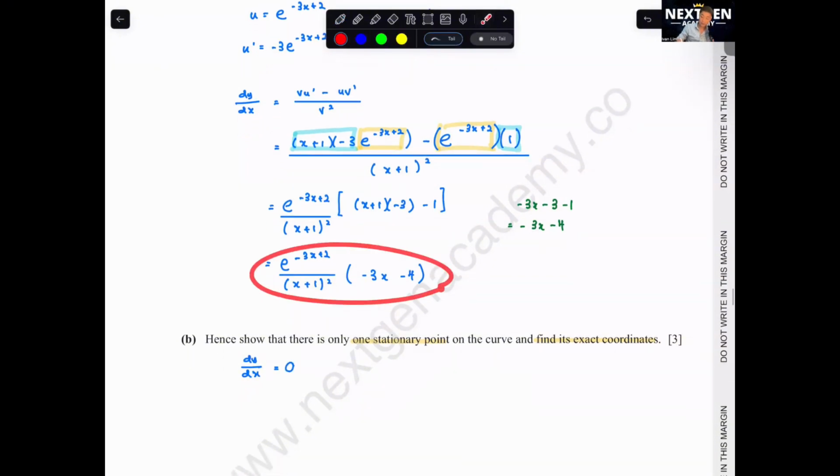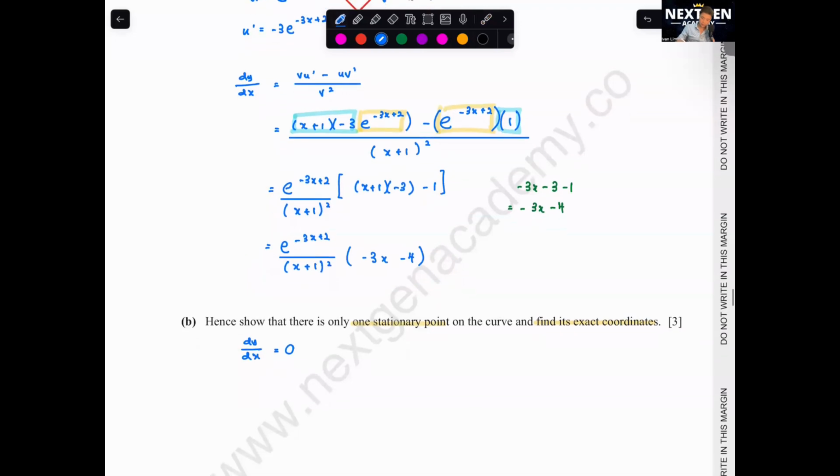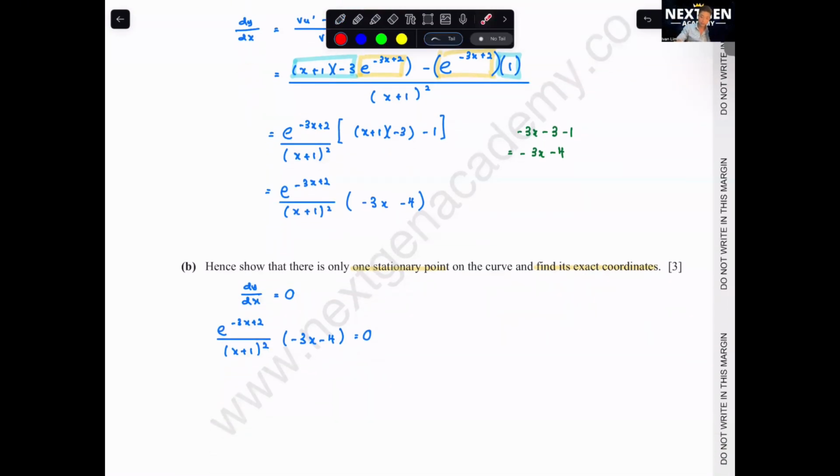So we already found this part here. This is your dy over dx. Let's write this down: e to the power of negative 3x times (2 over (x plus 1) squared minus 3x minus 4) equals 0. When you have a fraction-type function like this, you only take your numerator equals to 0. So you take this 2, which is already in factorized form, equals 0. You cannot take the denominator equals to 0.